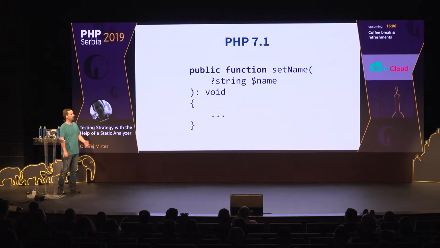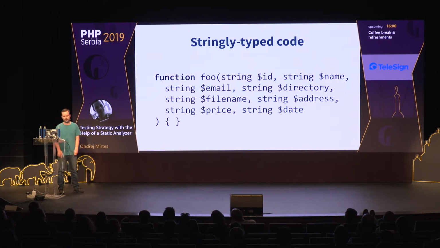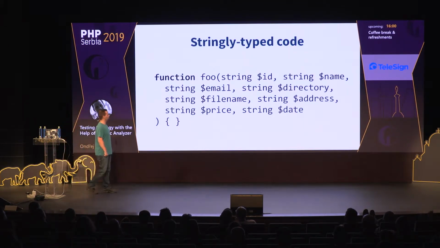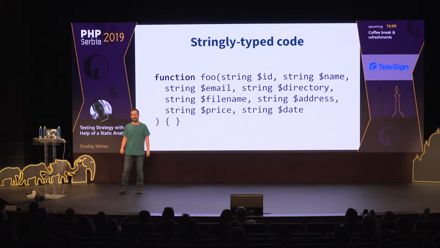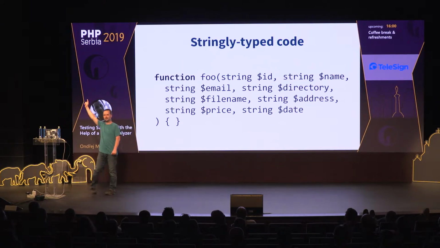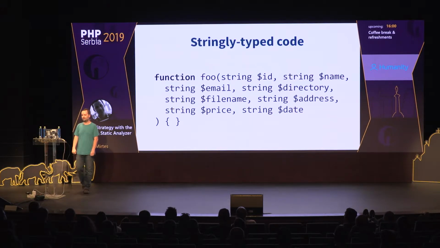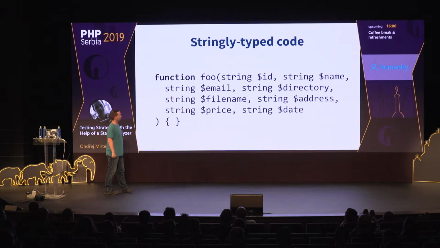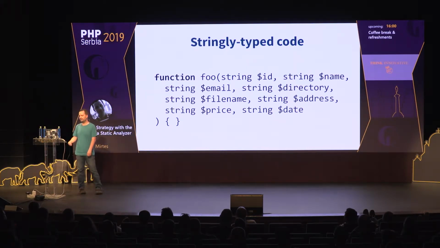Okay, so now the type in 7.1, I already talked about it. Next thing is stringly typed code. Who is familiar with strongly typed code? Cool. So if you use strict types, you have strongly typed code. And stringly typed code is actually a play on words. And it's good to write scalar type hints like strings or integers where they belong.